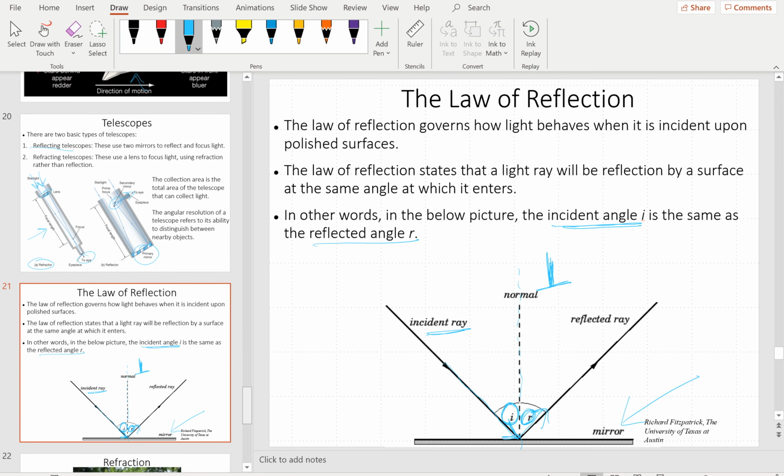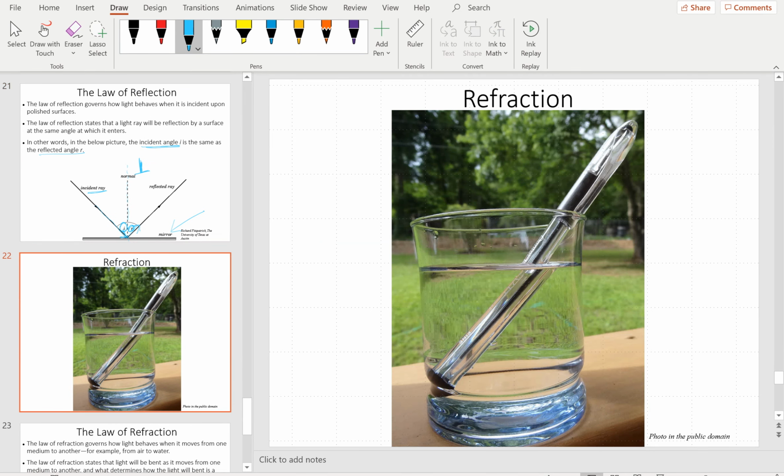The law of refraction is a little bit more complicated. I first just wanted to show you what refraction is. Refraction is the bending of light as it moves from one medium to another.